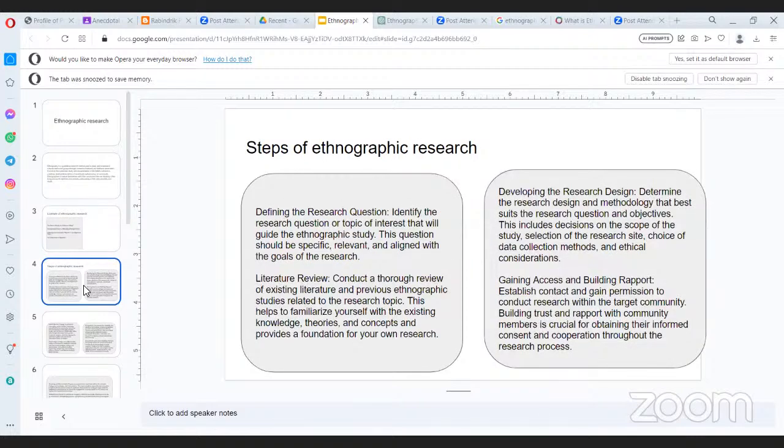Steps of ethnographic research. Defining the research question. Like all other qualitative research, the first part is defining the research question. Identify the research question or topic of interest that will guide the ethnographic study. This question should be specific, relevant, and aligned with the goals of the research. So you have to design the question in such a manner that you can find some answers.